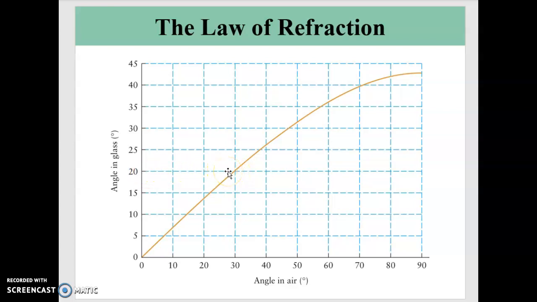So if I were to put a beam of light into a piece of glass that had this specific index of refraction, then the refracted beam inside the glass would be 20 degrees with respect to the normal. Now, one thing you'll notice is that there is a limit, because 0 degrees of incidence would mean that the beam is coming in directly along the normal.